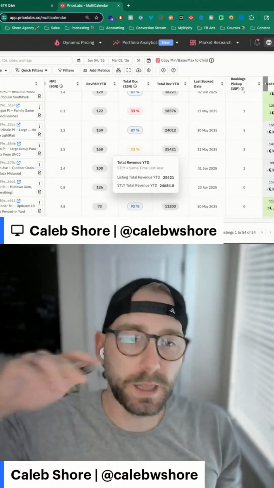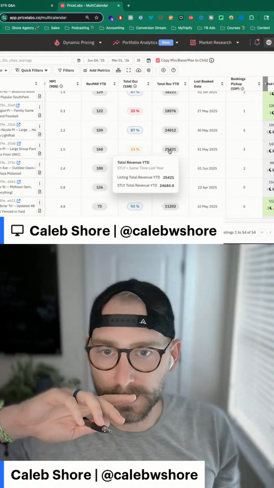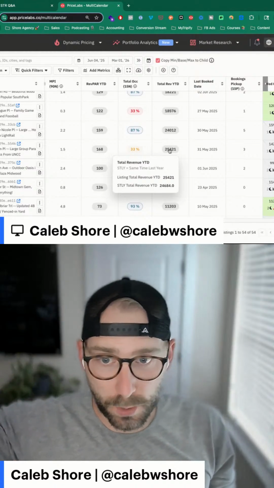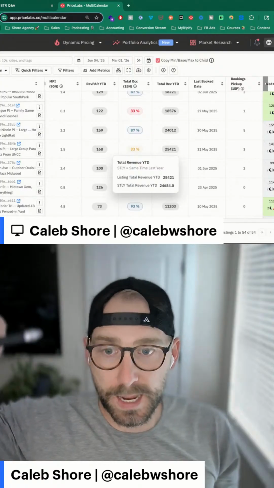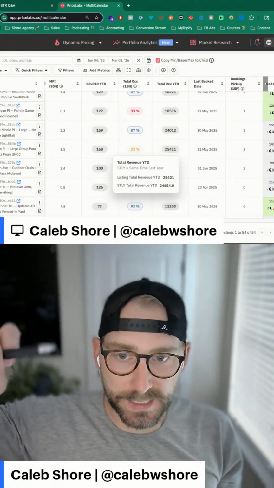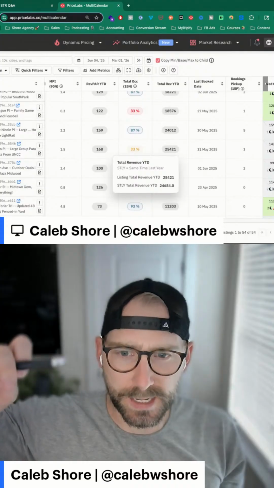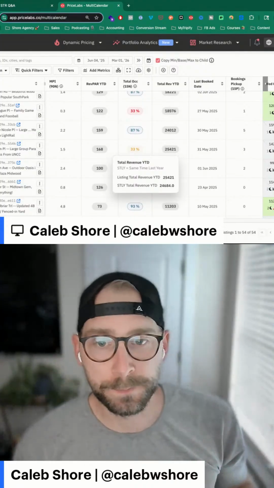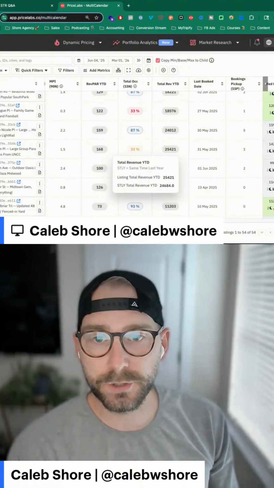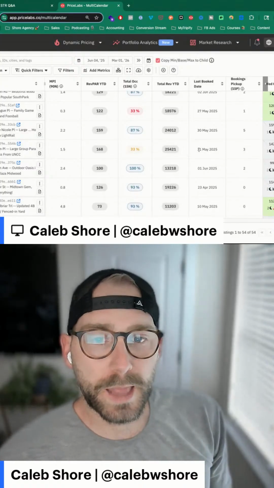Like, a lot to scope through. But this property right here, we've done 25 grand so far. Same time last year, STLY, was like 24 grand. So we're actually about $1,000 above where we were last year.